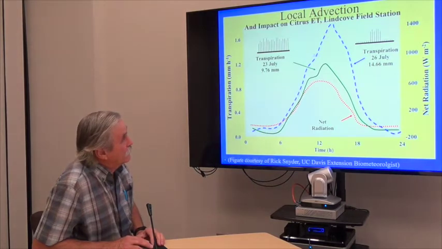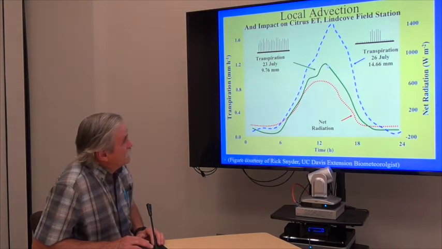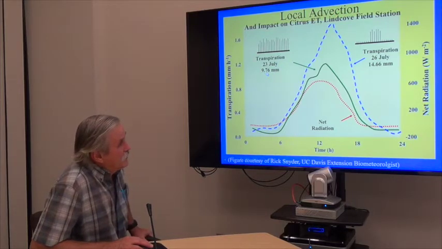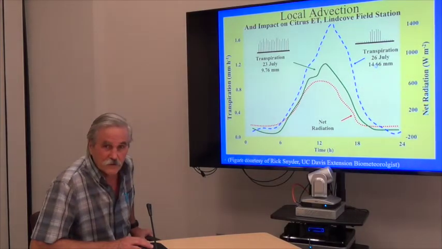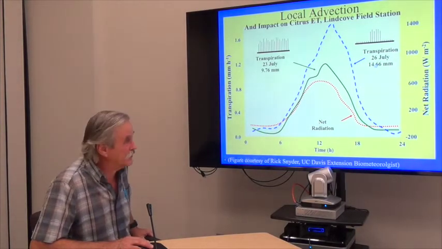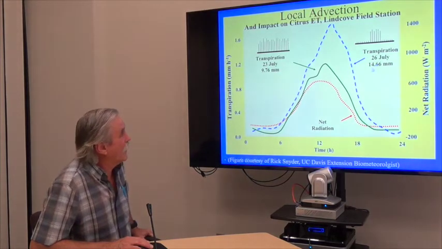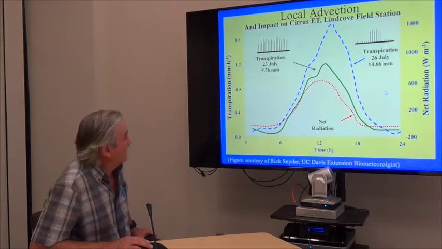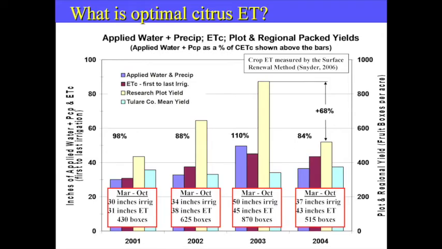Here's some comparative curves of citrus from July 23rd to July 26th. Look at this. On the 23rd, it was a little less than 10 millimeters. On the 26th, it was almost 15 millimeters. That's 50% more. And the actual change in the CIMIS ETO wasn't that much different. So, okay, that's one particular day. What if you're looking at the whole season long?